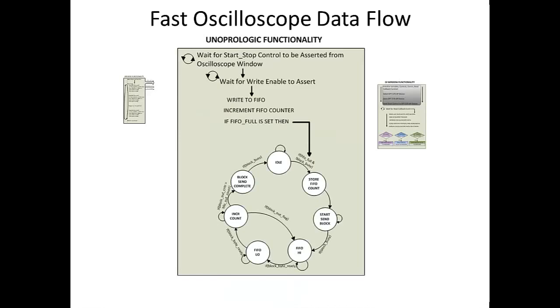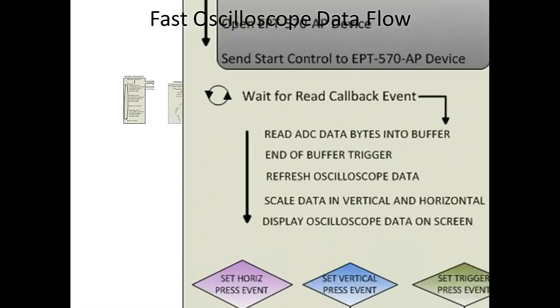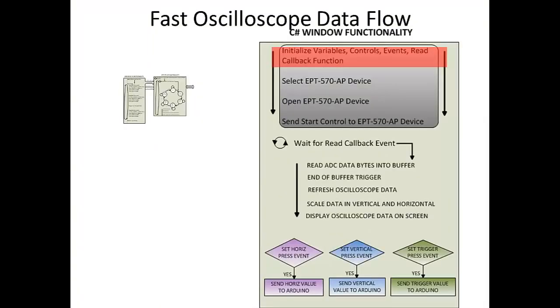Next up is the C# window functionality. The C# data flow in the PC starts with the initialization of variables, controls, events, and read callback functions. The Windows form is displayed on the PC, and the system registry is scanned for any Earth People Technology devices. Any devices that are found are added to the drop-down box.